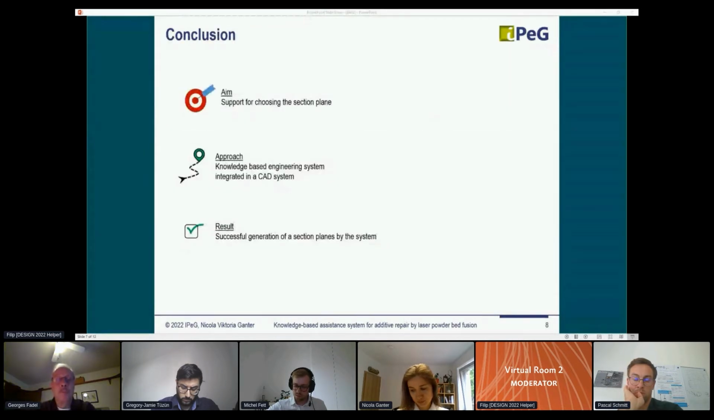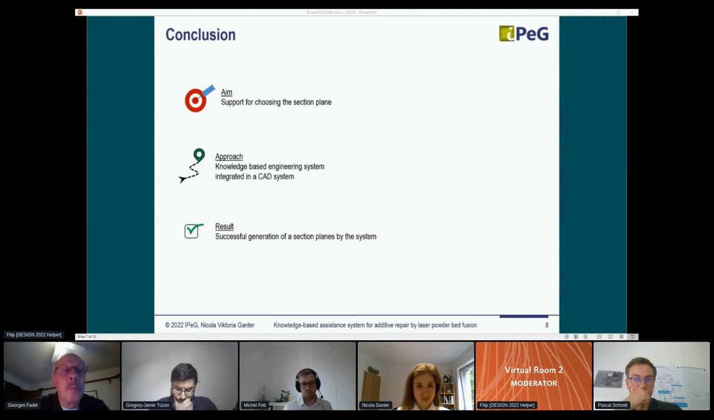To conclude, an assistance system was presented which supports the selection of a section plane. The section plane is required for the repair of a component in the laser powder bed fusion process. The presented knowledge-based engineering system analyzes the geometry of a part through the CAD model and its structure tree.